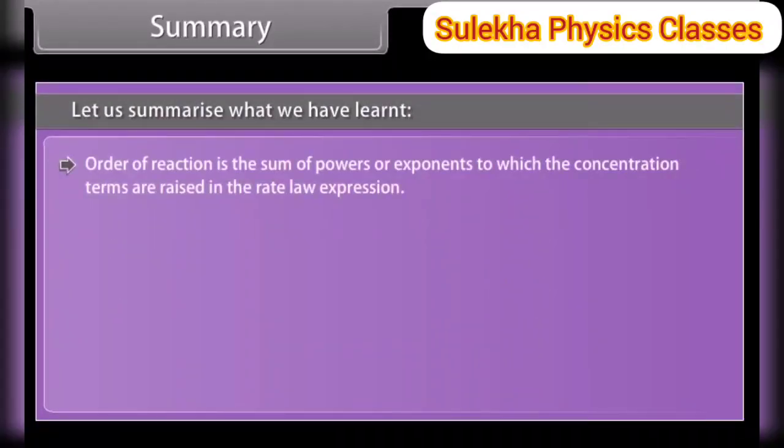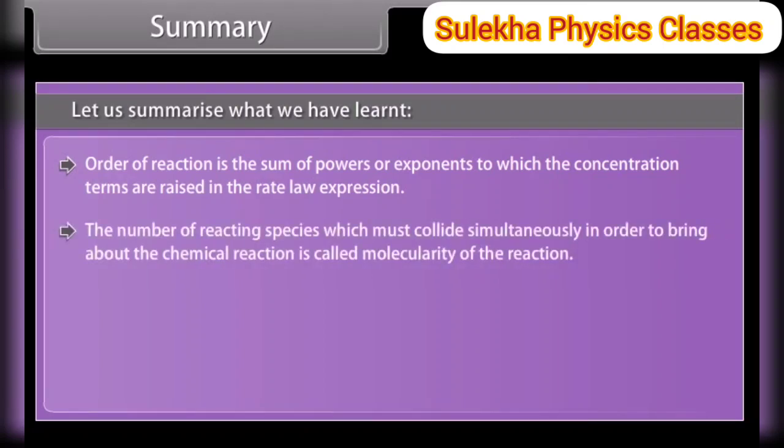Order of reaction is the sum of powers or exponents to which the concentration terms are raised in the rate law expression. The number of reacting species which must collide simultaneously in order to bring about the chemical reaction is called the molecularity of the reaction.